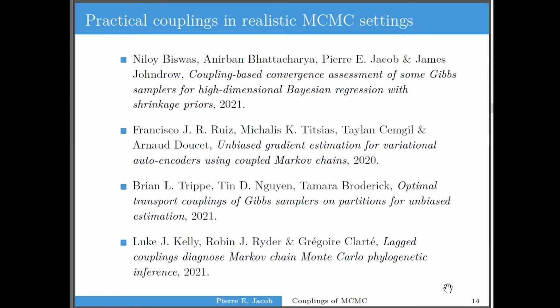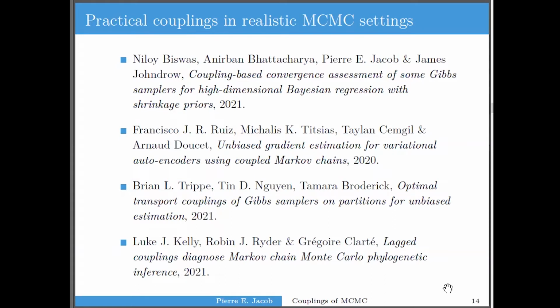And so you can not only do it for this simple chain, but it turns out you can do it for various chains. And so those are papers considering this problem in various settings. The first one is with my former student, Niloy Biswas, and Anirban Bhattacharya and Jim Chandro. And we look at Gibbs samplers for Bayesian regression with the horseshoe prior, which is known to be a bit challenging, but there have been Gibbs samplers that have been proposed for this problem. And we've tried to couple those Gibbs samplers. This is available on arXiv. And it works even with large dimensional problems if the coupling is set up appropriately.